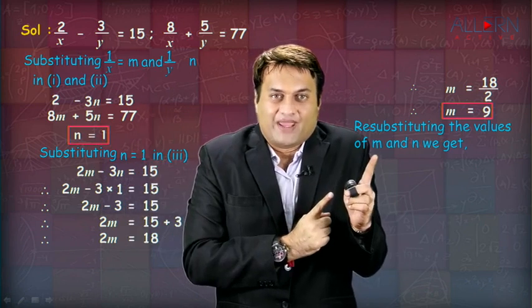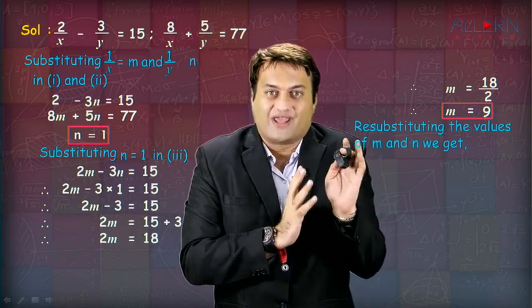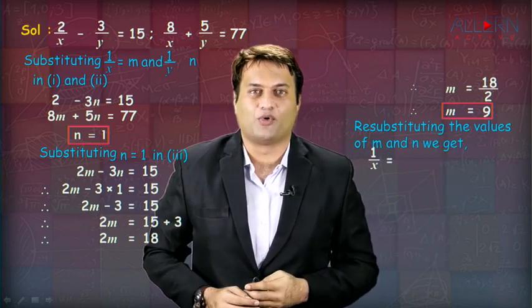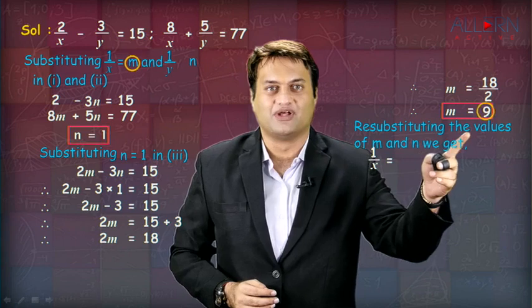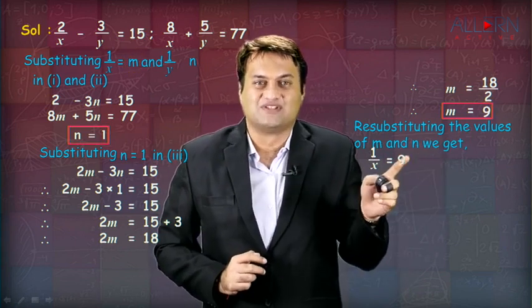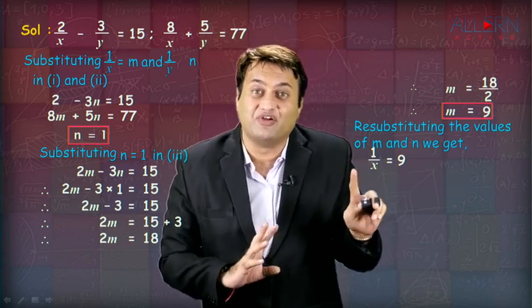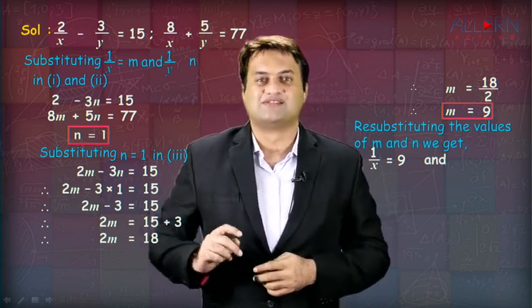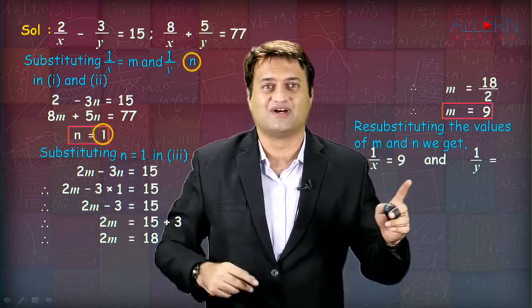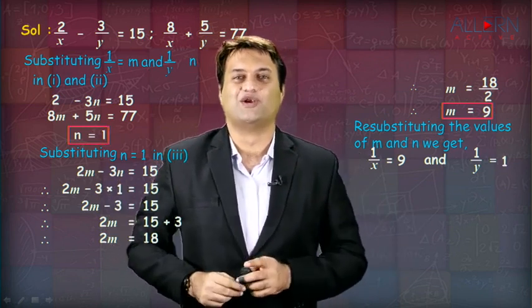So in place of m, it is basically 1 upon x. So m is 9. So can we say 1 upon x is equal to the value of m, that is 9. That's the resubstitution. M is 9. So 1 upon x is 9, resubstituting the values. Similarly, n is 1. In other words, 1 upon y is equal to 1.